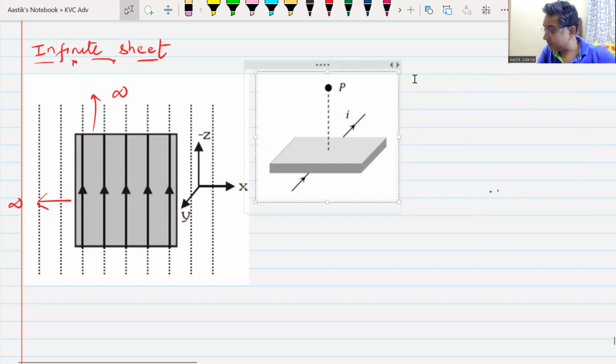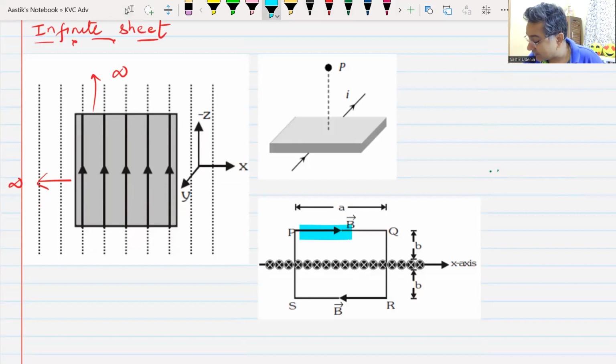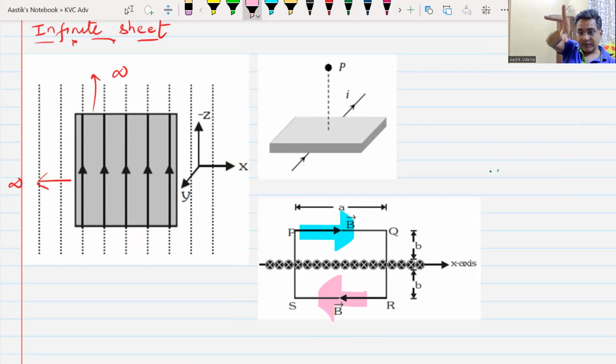If I show you this diagram, the magnetic field at the points which are above would be in this direction, and the magnetic field at the points which are below will be in this direction. Do we understand this? Current is going inside. Magnetic field at above points will be in this direction. Magnetic field at below points will be in this direction. Do we get this? Yes, sir.